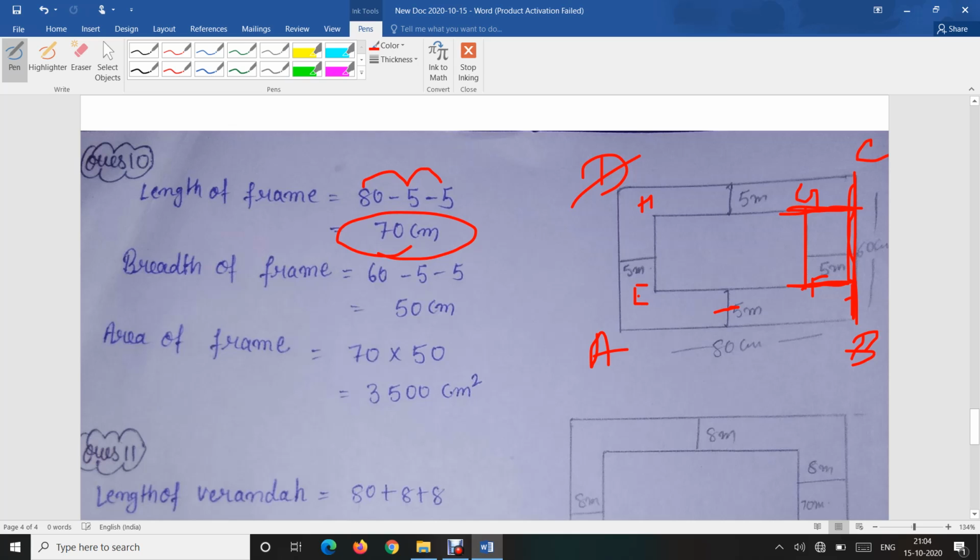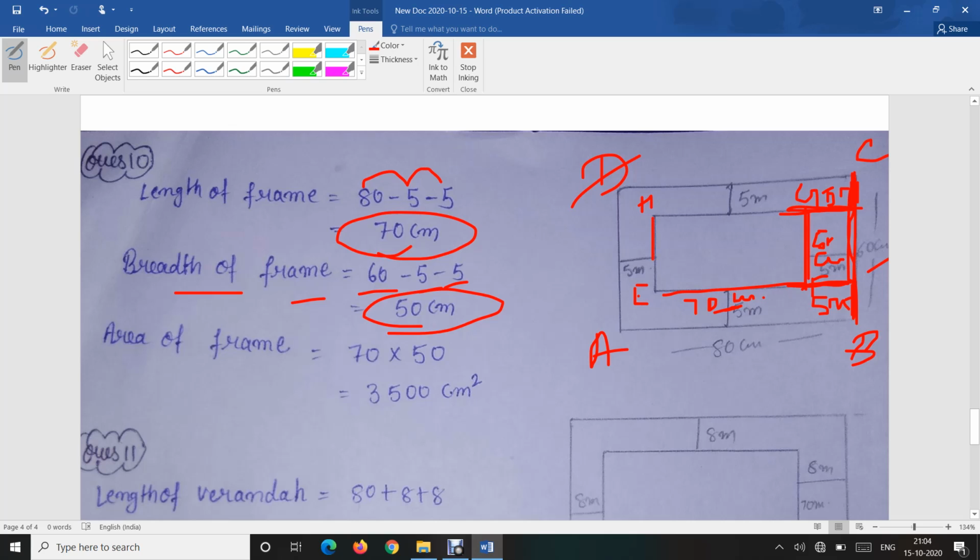This is of 5 meter. From here to here is 5 meter, and also from here to here is 5 meter. So you have to subtract this 5 meter and also this 5 meter from 60. So the breadth of the frame is 60 minus 5 minus 5, which gives 50 centimeter. Now this length is 70 centimeter and this breadth is 50 centimeter.